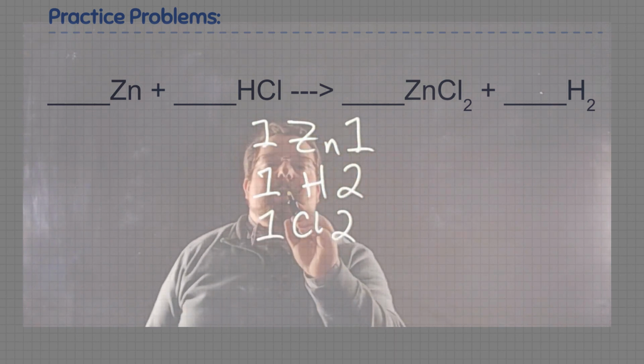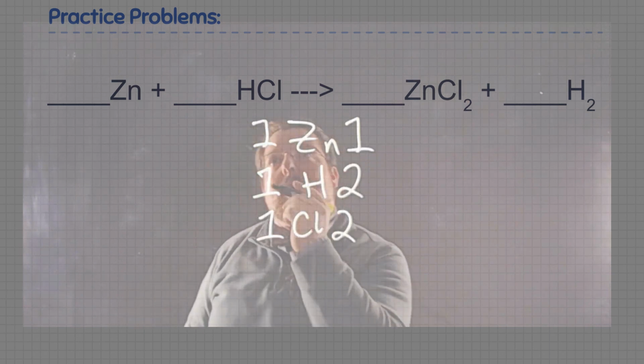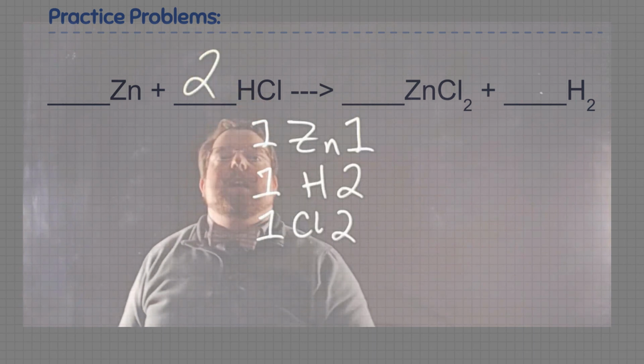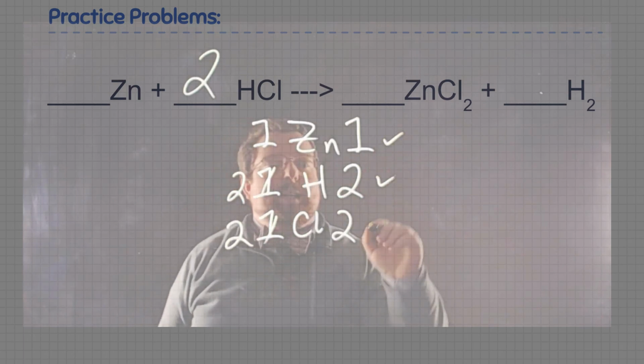We need more H's and Cl's on the left side, and there's a very easy way to do that because we have an HCl. So if we just put a 2 there in front of the HCl, that gives us 2 here, and now we're all completely balanced.